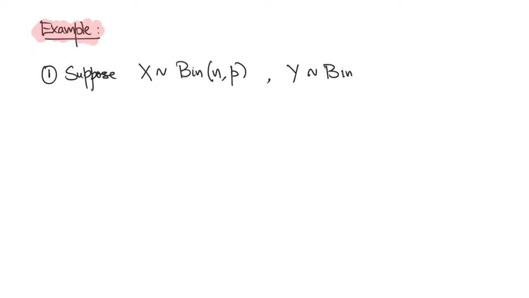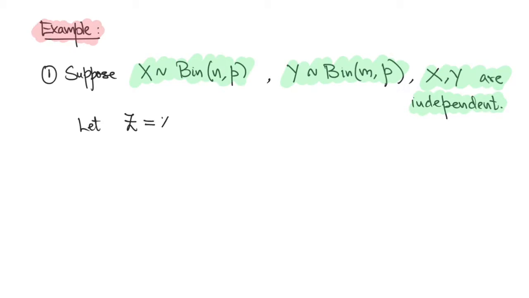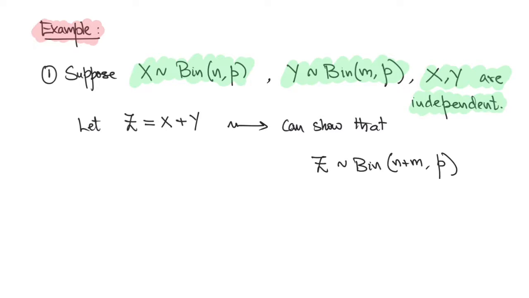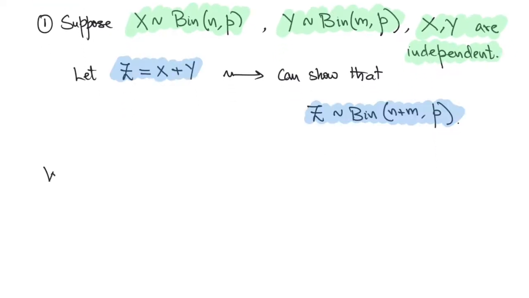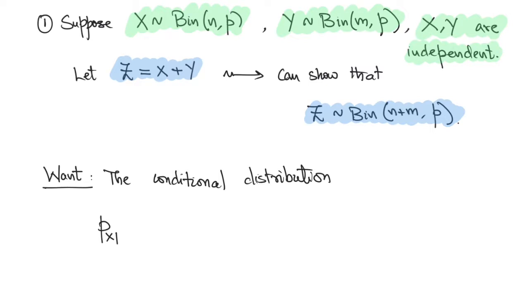Let us work an example. Suppose we have a random variable X which has the binomial distribution with parameters n and p. The random variable Y has the binomial distribution with parameters m and p, and we assume that X and Y are independent. Let Z be the sum of the random variables X and Y. Then we can show that Z is going to have the binomial distribution with the parameters n plus m and p. We now want to calculate the conditional distribution of X given Z.